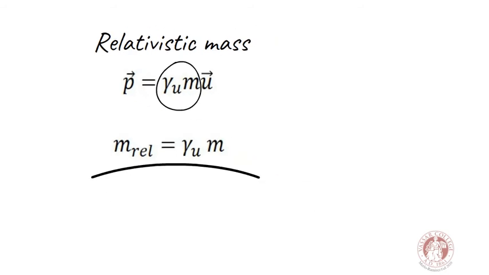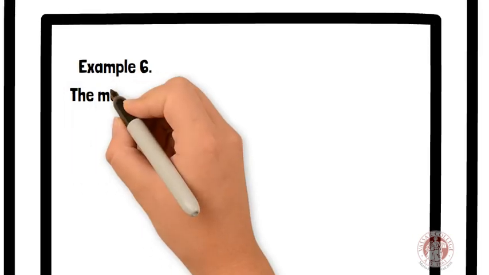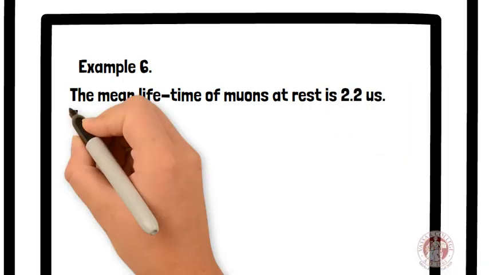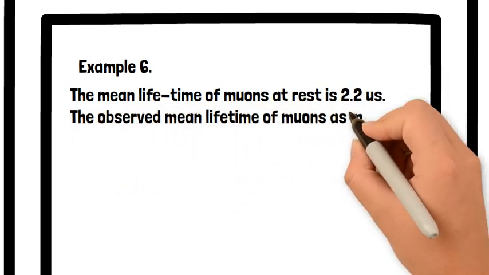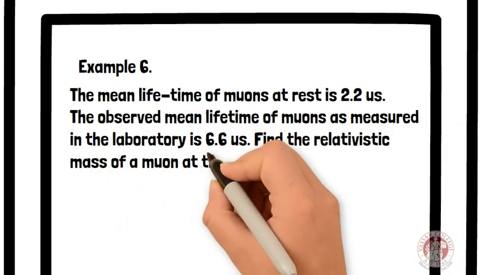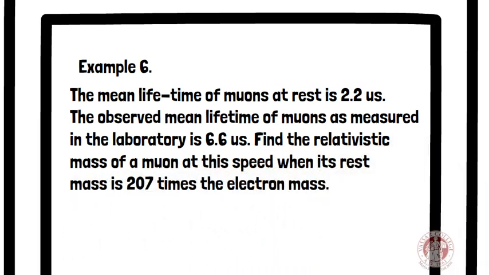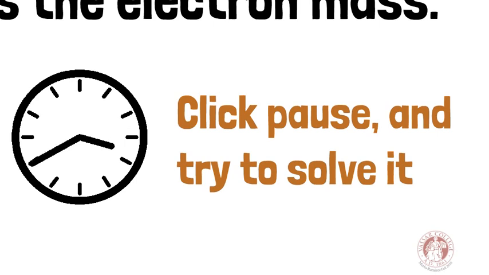Let's solve an example to see how the relativistic momentum works. Example 6. The mean lifetime of muons at rest is 2.2 microseconds. The observed mean lifetime of muons as measured in the laboratory is 6.6 microseconds. Find the relativistic mass of a muon at this speed when its rest mass is 207 times the electron mass. Could you solve it? Answer.